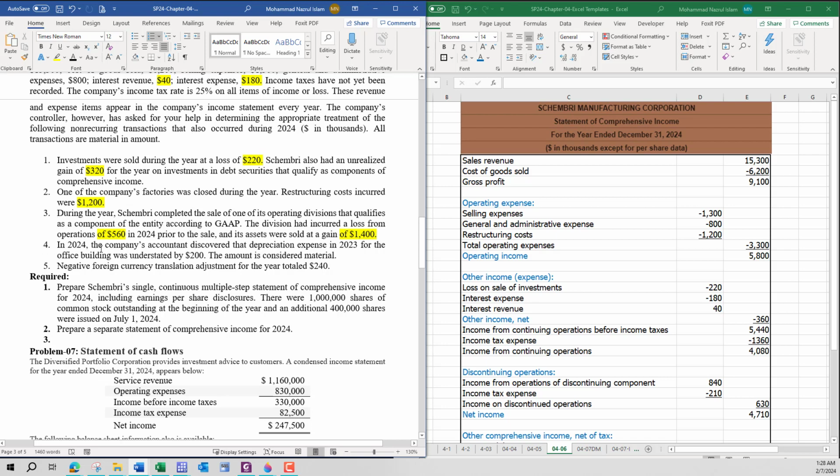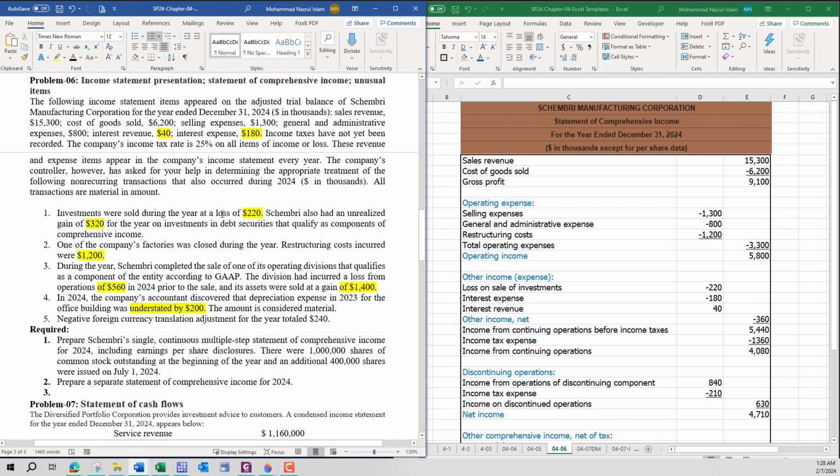The depreciation was understated by 200. We have already discussed this one, so we don't need to consider it. And the negative foreign currency translation adjustment for the year totals 240. Now let's see how we start.